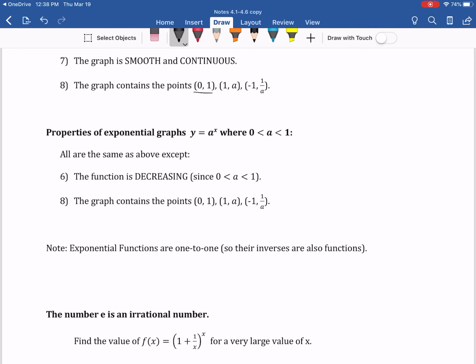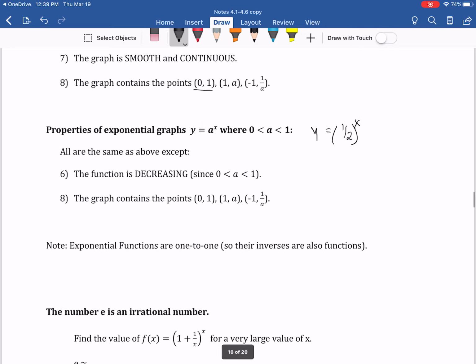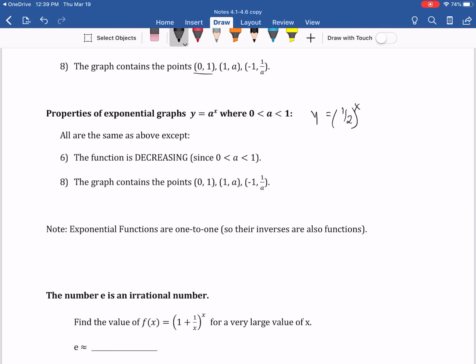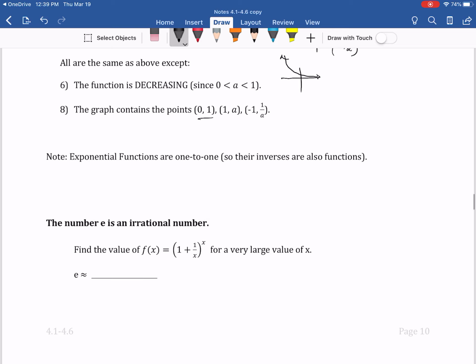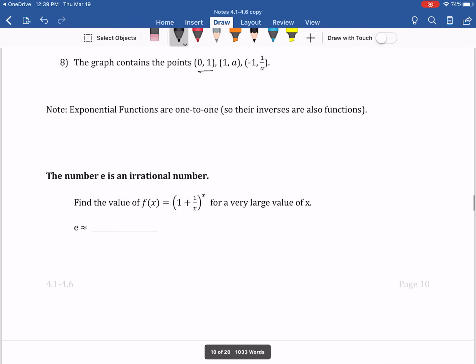Now the properties of a graph where the base is between 0 and 1, such as maybe y equals 1/2 to the x power, are very similar to what we've just discussed, except now your function's decreasing because this basic graph is going like this. And then once again, you've got this key point, (0, 1).